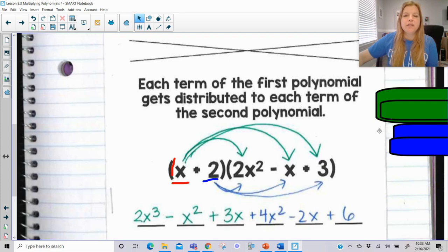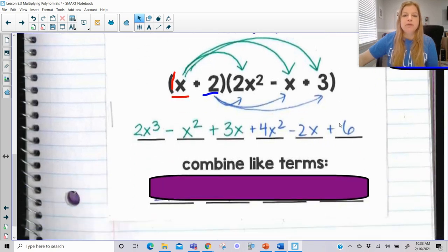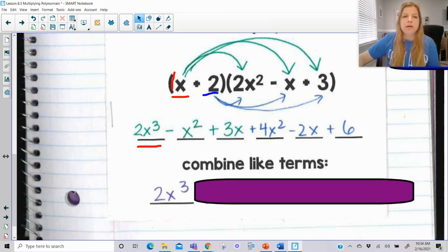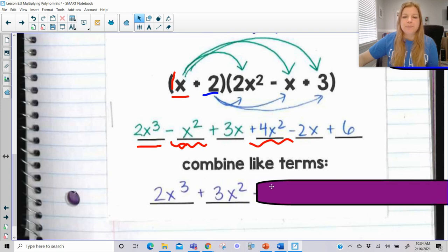Now, we've also previously learned that we want to make sure our final answer is in standard form and all like terms have been combined. Standard form means we go from the highest exponent to the lowest. So the highest exponent I have here is the 3, and there's nothing else with an exponent of 3, so 2x cubed is the beginning of my answer. Then I'm going to go with an exponent of 2. So I've got negative x squared and positive 4x squared. If I combine those two terms, it's really saying negative 1 plus 4. So that's going to be 3x squared.